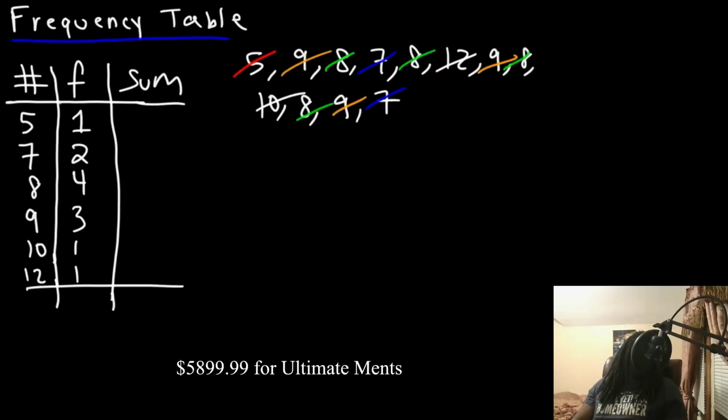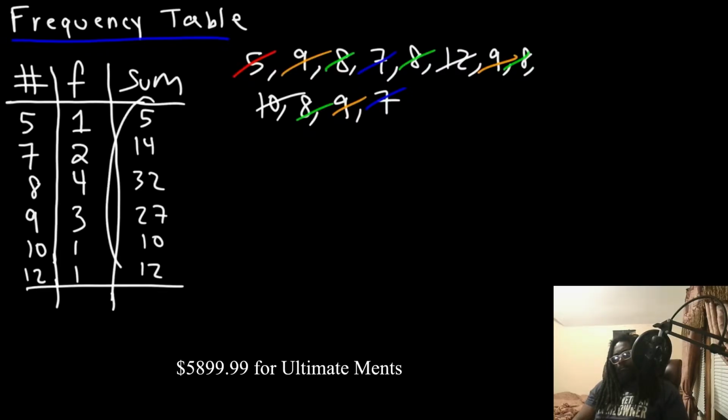Now, we have 1 5, so 5 times 1 is 5. We have 2 7s. If you add up 7 and 7, you get 14. We have 4 8s. 8 times 4 is 32. Or if you add 8 4 times, you get 32. 9 times 3 is 27. 10 times 1 is 10. 12 times 1 is 12.